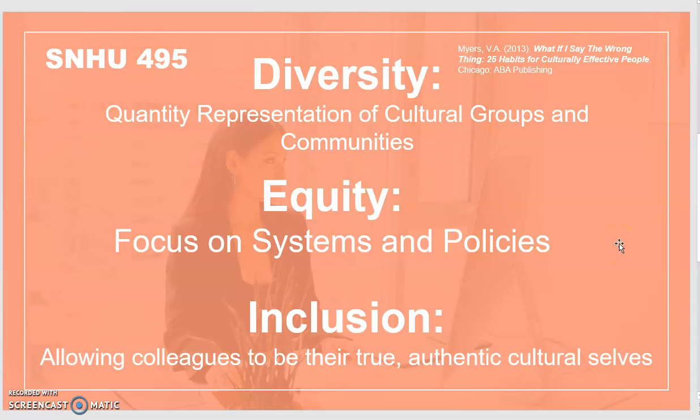So, what do these concepts mean? They can mean many different things to many different people, but generally speaking, when we're talking about diversity, we're looking at representation of cultural groups, and not just cultural groups, but ensuring that diverse communities are represented within our organization. Those do include cultural groups, but also the LGBT community, individuals with disabilities, individuals in need of accommodations. So when we're speaking of diversity, we're talking about quantifiable representation.